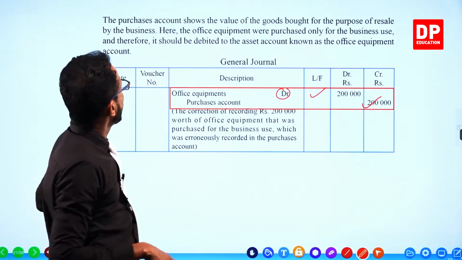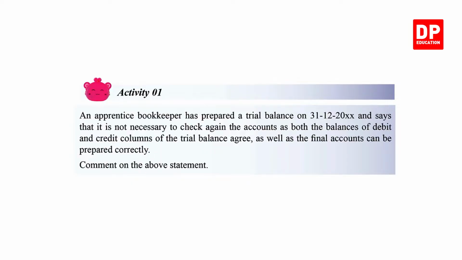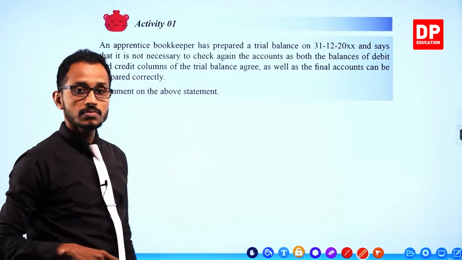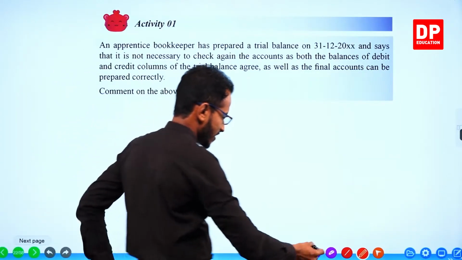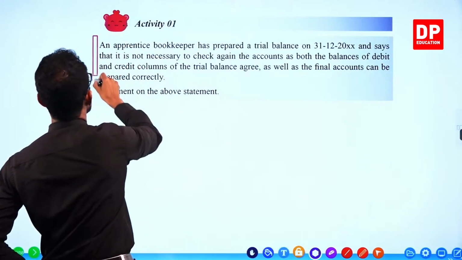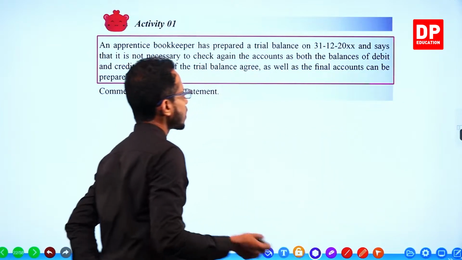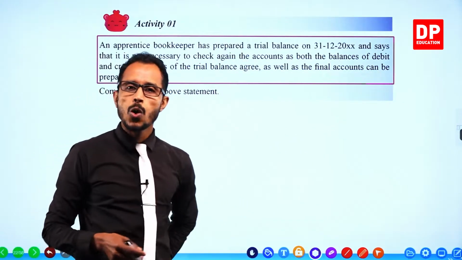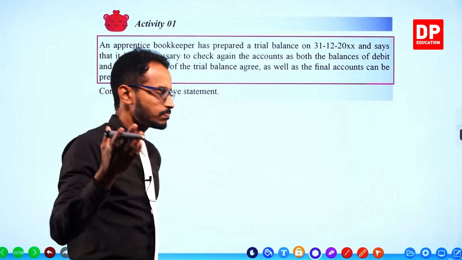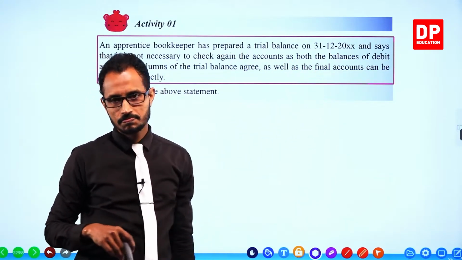Okay. So that is it. We have an activity. Shall we? All right. Activity. Interesting one. They have given us a quote or a situation.